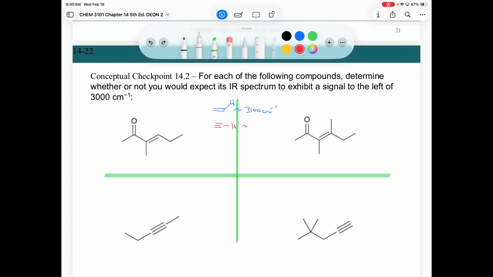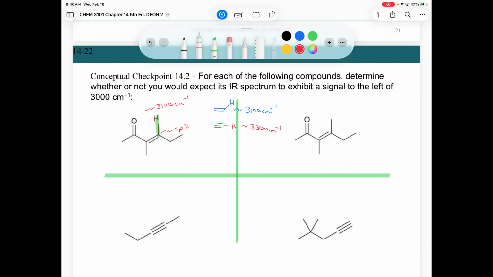At about 3300 reciprocal centimeters. So in the compound in the top left, would you see any signals above 3000 for this one? Yeah, sure, right? I see everybody nodding. Everybody says yes, this carbon is sp2 hybridized, and therefore this stretch is going to be at about 3100 reciprocal centimeters.